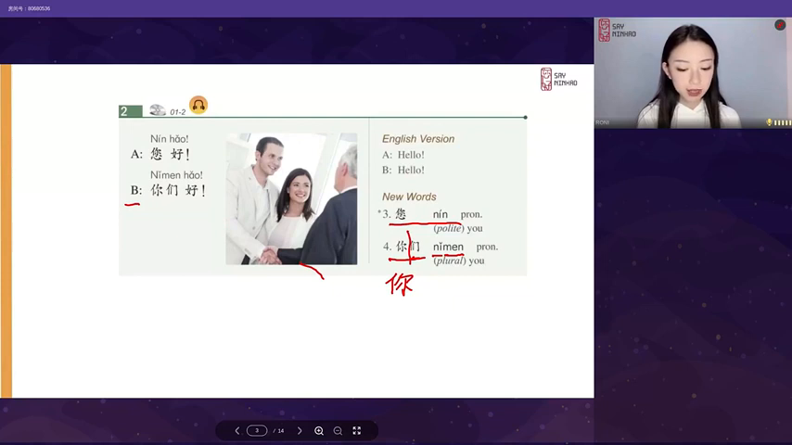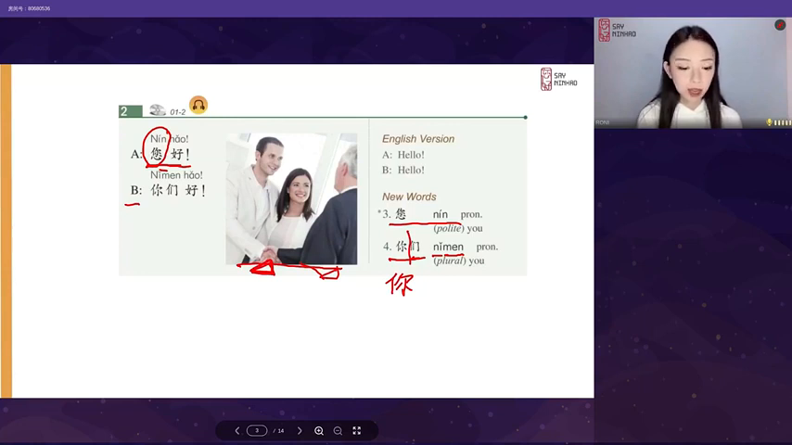Okay, let's see. First, 您好. Here we can see the polite "you," right? 您 is the respectful way to say "you." 您好. In this picture, there are three people: a couple and an old man. We can see his hair is white. So guess who said 您好 to whom?